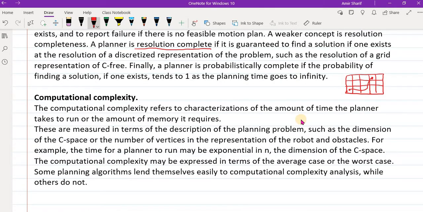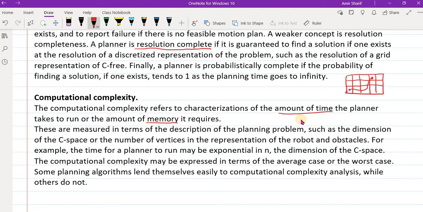Another property of a motion planner is its computational complexity. Computational complexity refers to the characterization of the amount of time the planner takes to run, or the amount of memory it requires. Because we have limited resources, the amount of time and also the memory required to solve a problem, we call this computational complexity.